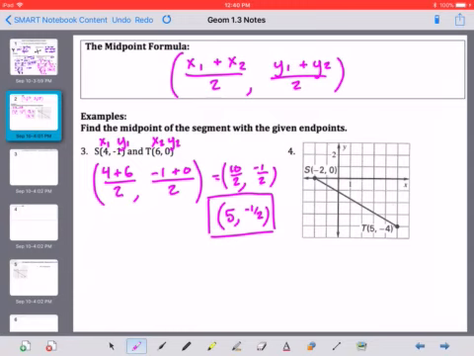Okay, let's try another example here. Now we're given a graph. We're going to find the middle of S and T again, but now they are in different places.